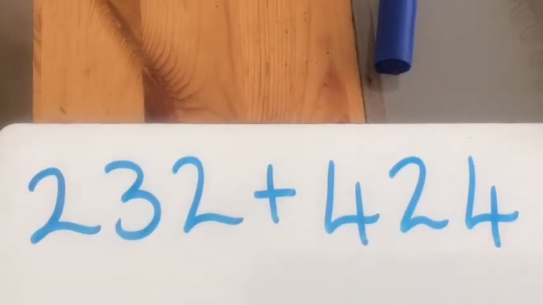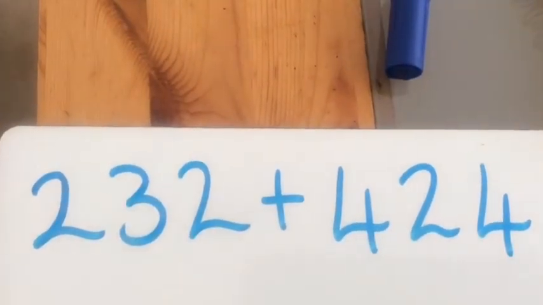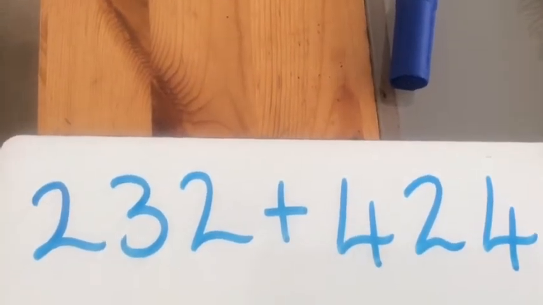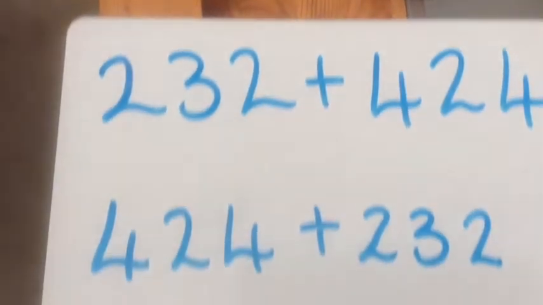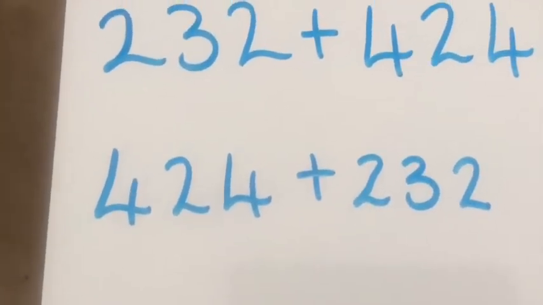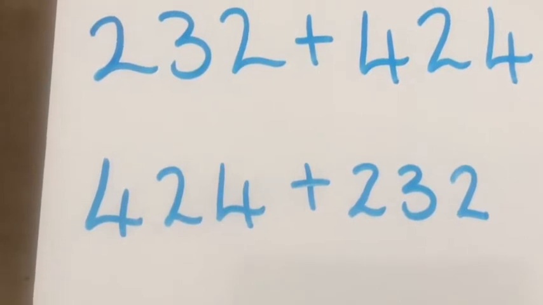I've been wondering how many of you attempted that last challenge I set you yesterday. Let's just take a quick look at that before we move on with today's main lesson. Here it is. I asked you to have a look at this one. Well, first of all, you should have put the biggest number first. And then you need to partition 232. Let me show you with my place value cards.